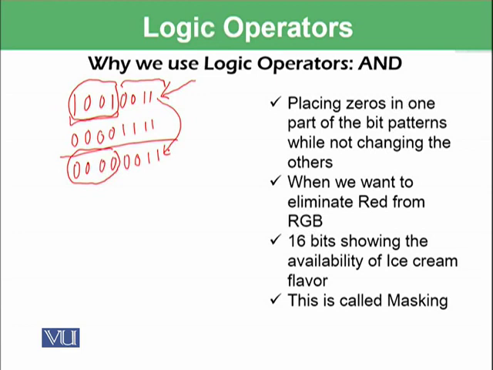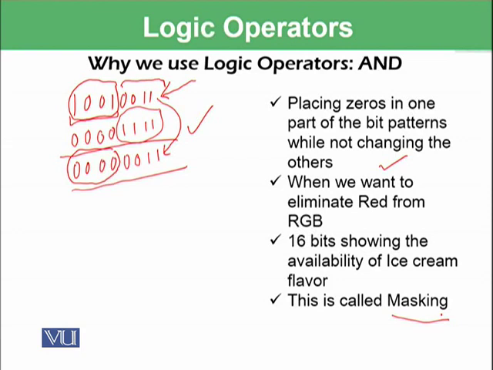Such a situation arises when, for example, we want to eliminate red from RGB. In RGB we have 3 bytes: 1 byte is reserved for red color, 1 for green color, and another for blue color. So if we want to eliminate the red, we can perform the technique which we have done here by putting all zeros in the red column and 1s in all the next columns. Such a technique is basically called masking.